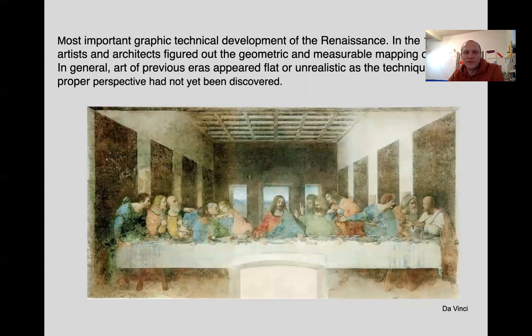And so we would say perspective is probably the most important thing that came out of the Renaissance in terms of graphical geometric use of art materials. Art previously appeared quite flat and unrealistic, and that's because this technique had not yet been discovered.